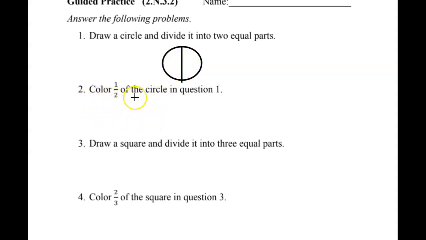Color 1/2 of the circle in question 1. So go ahead and color 1/2 of the circle that you drew. That was easy. You just colored one part of it.